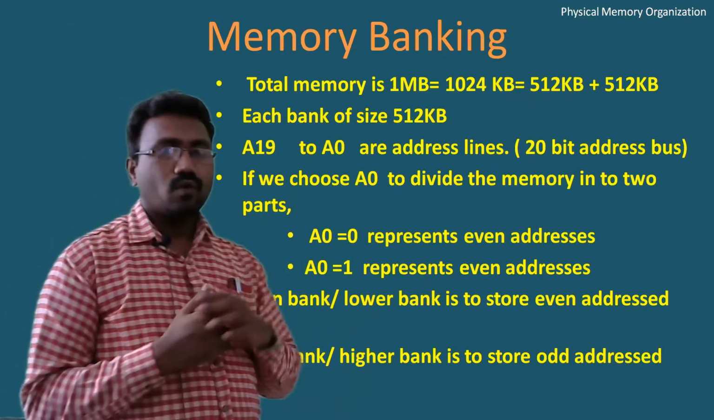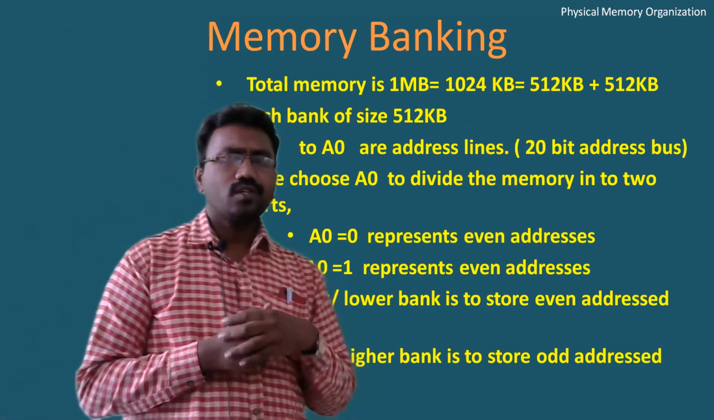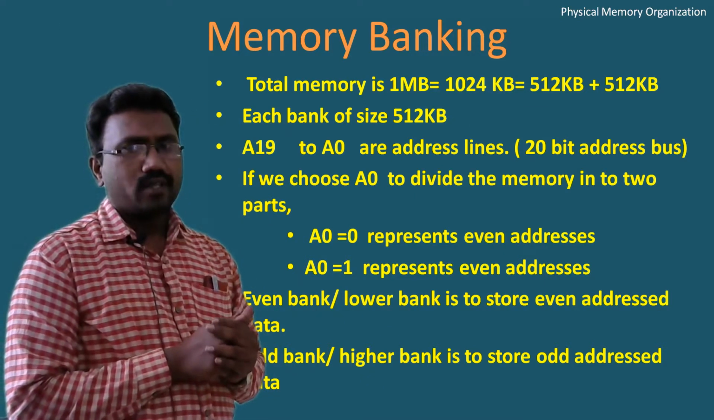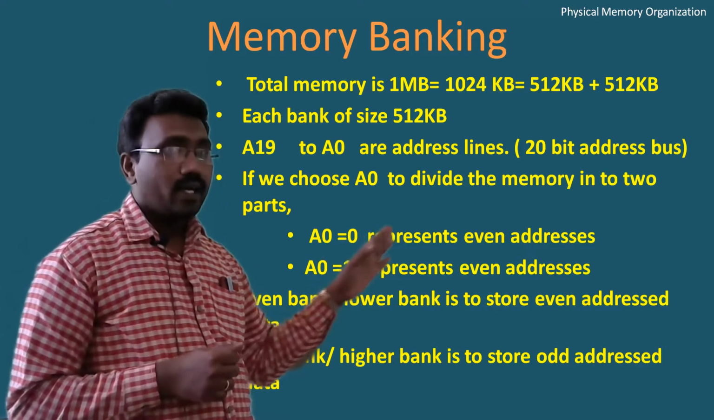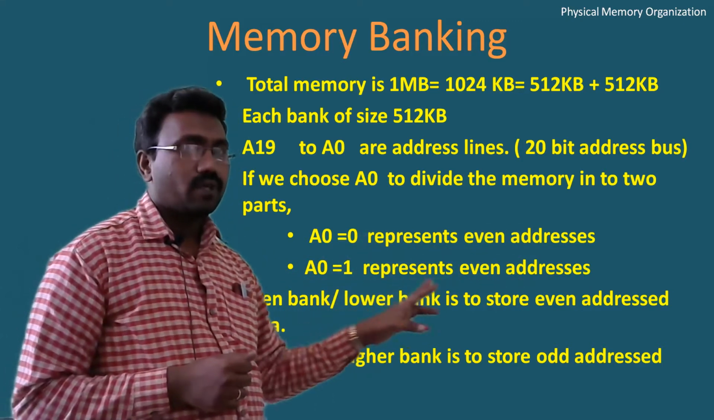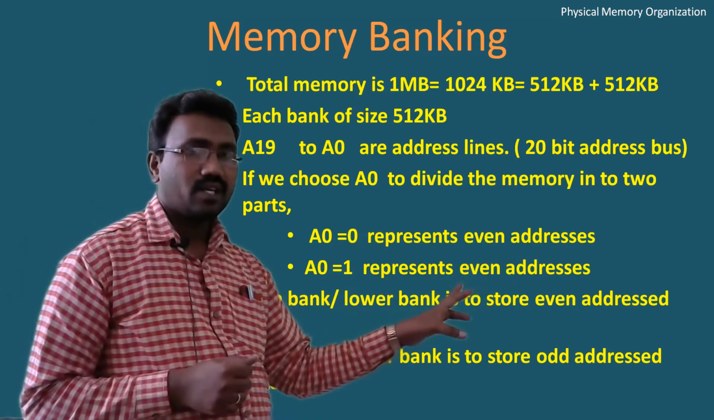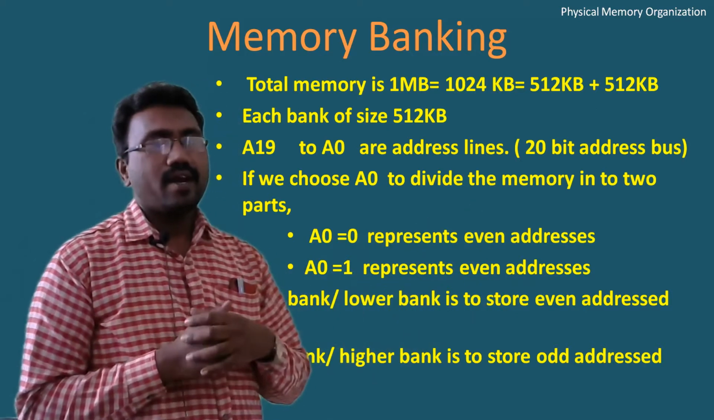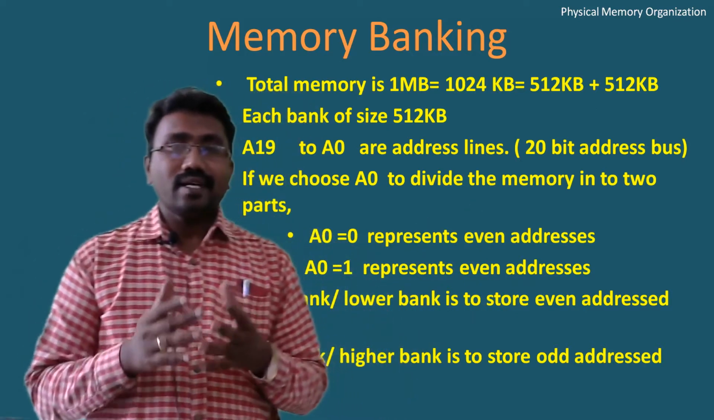If we choose A0 to divide the memory into two parts, here the rightmost bit 0 represents even addresses, and the rightmost bit 1 represents odd addresses. Please, small correction here: odd addresses, not even. If any binary number's rightmost bit is 0, that is an even number.